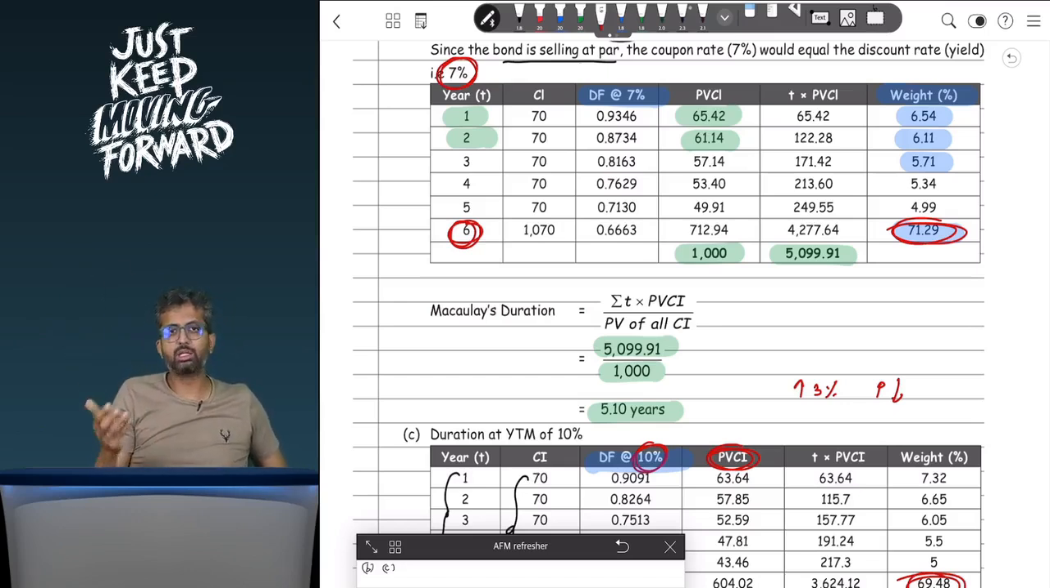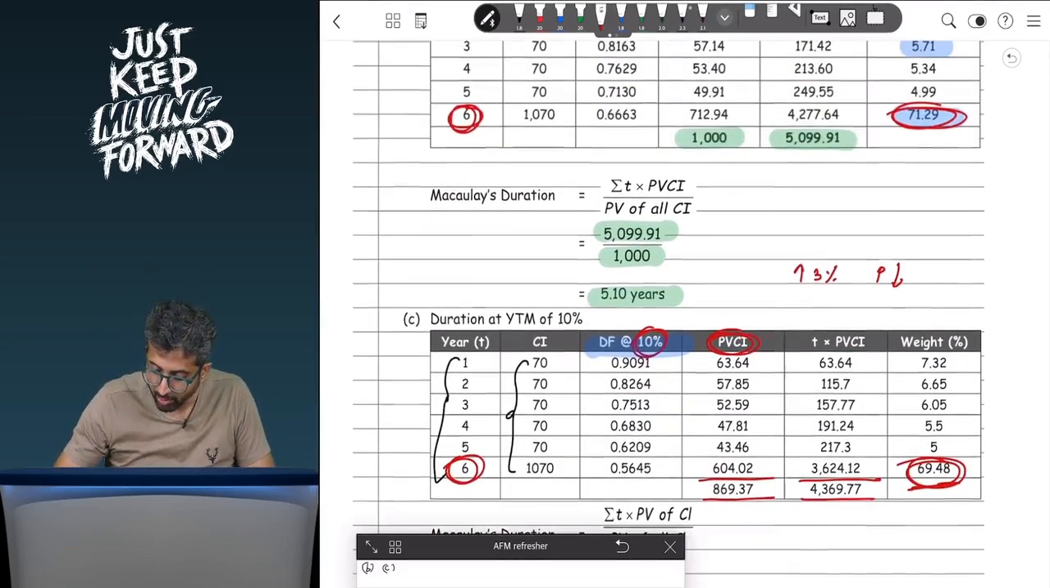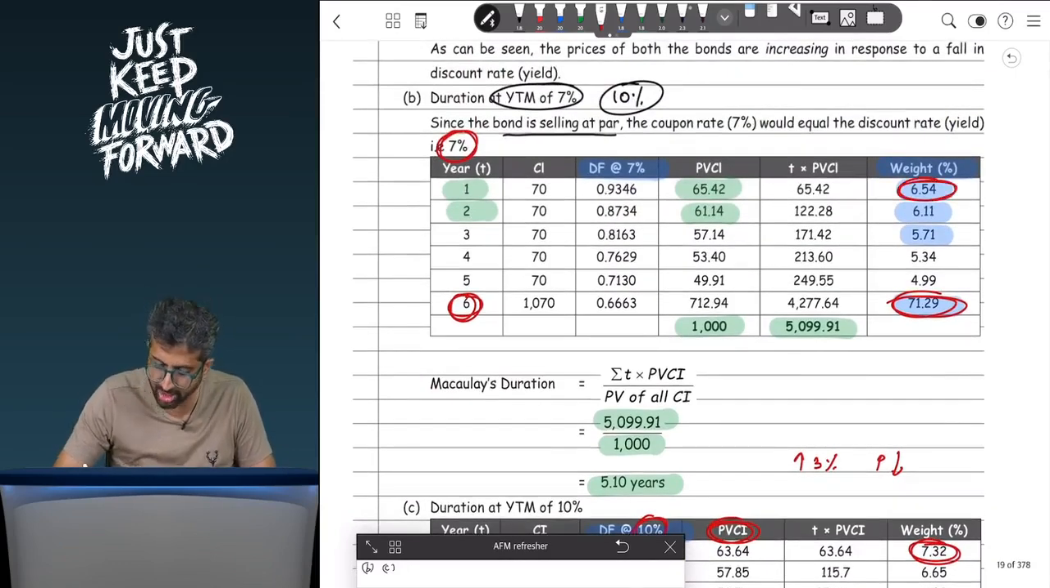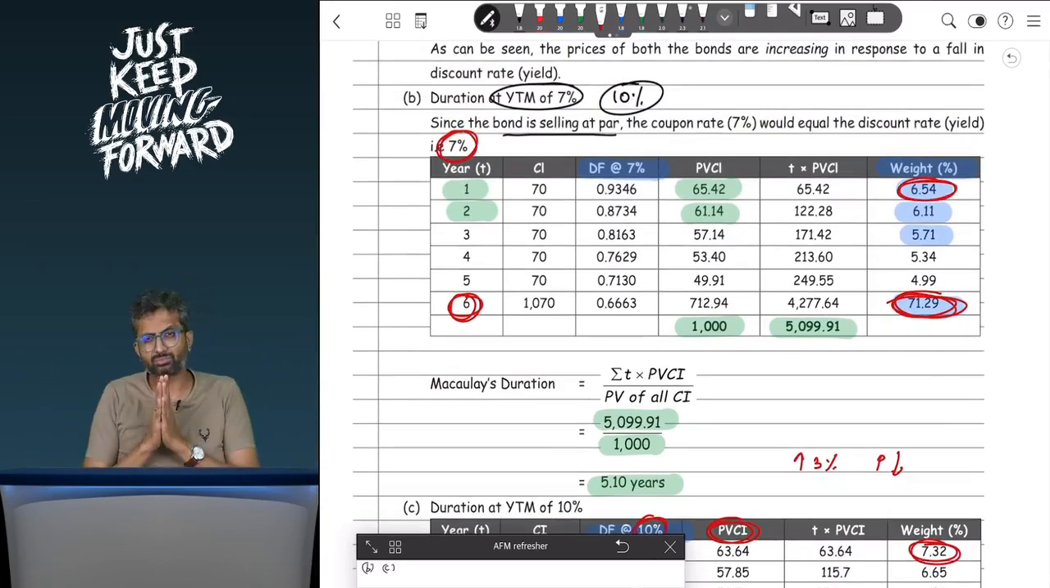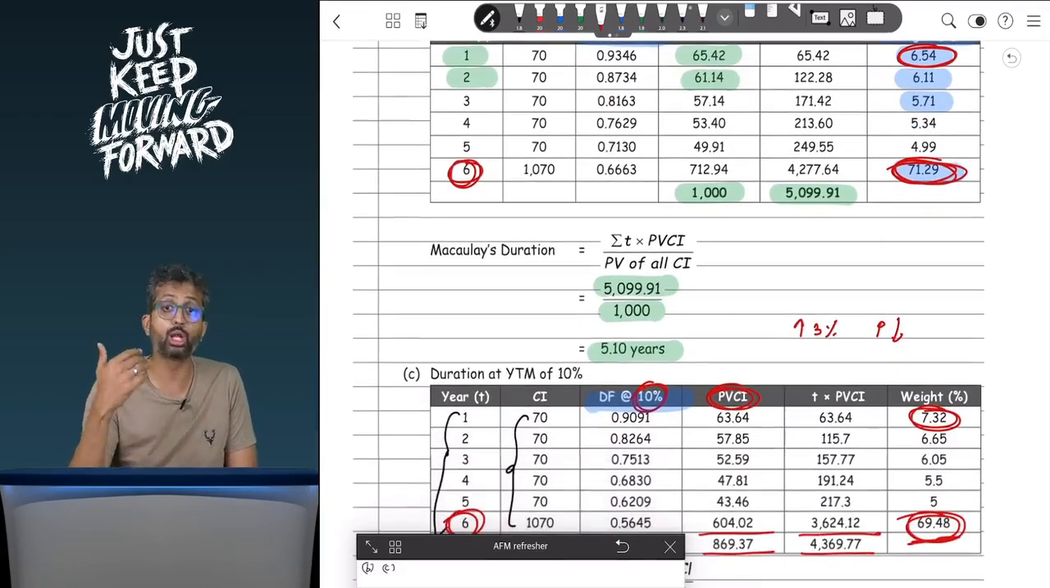And as a result, the later years have a 69% weight over here, whereas the earlier years have a 7.32 weight over here. In this case, the earlier years have around 6% weight and the later years have a much higher weight. So, from an exam perspective, this is not relevant. It is not asked in the question. It is more of a concept depth understanding that why is this changing.